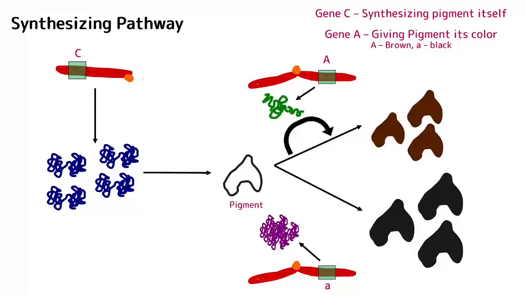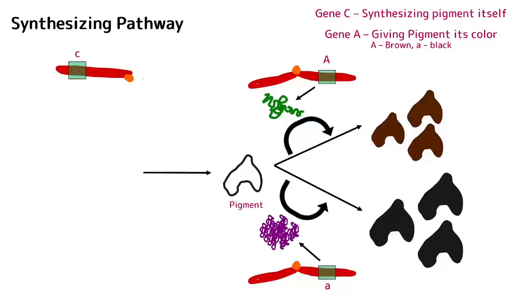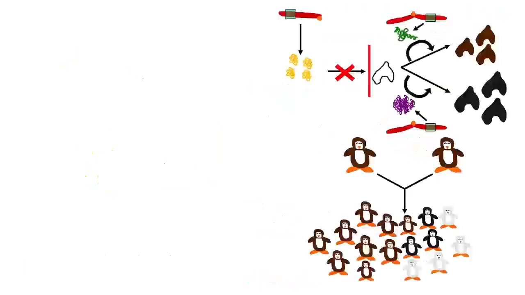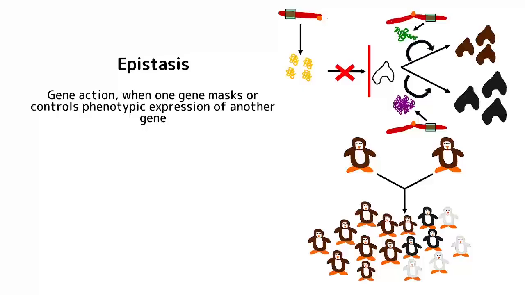Now we just need to check out the one case where both C genes are mutant, and as you can see, when they are both mutant, we will get just mutated proteins which cannot do their function very well. As such, no pigments will get synthesized, and we will get defective melanocytes. As such, we saw that the C gene actually controls if the A gene gets expressed or not. It actually masks its expression. So this is called epistasis, and this is the gene action when one gene masks or controls phenotypic expression of another.